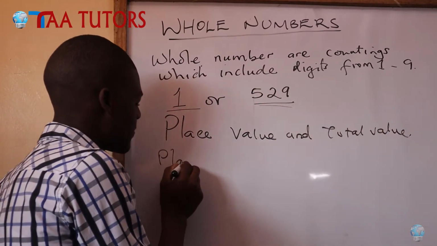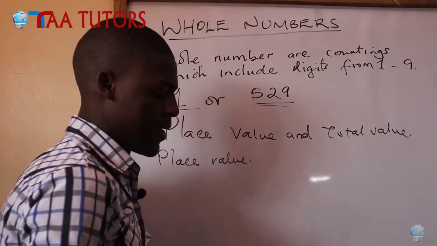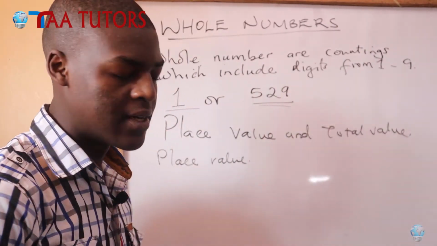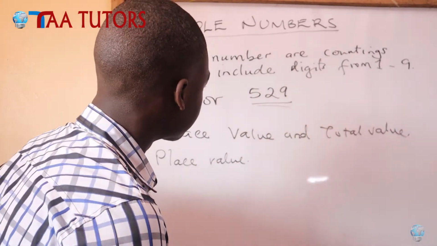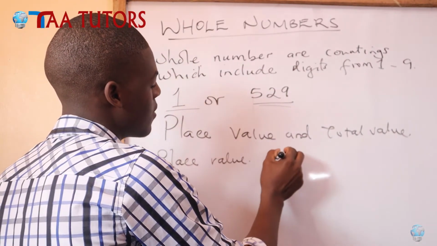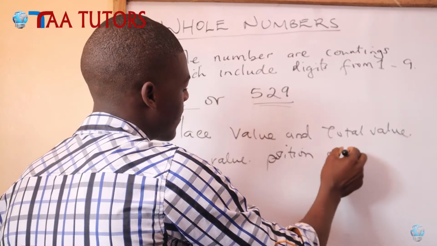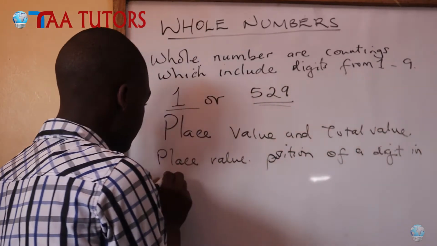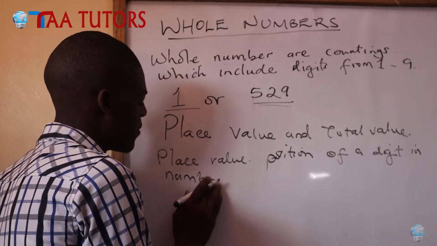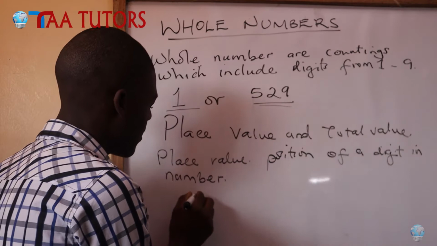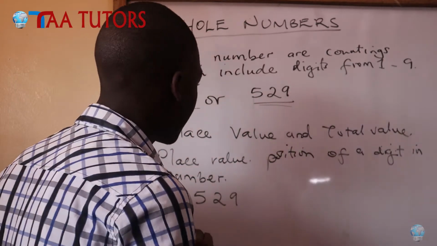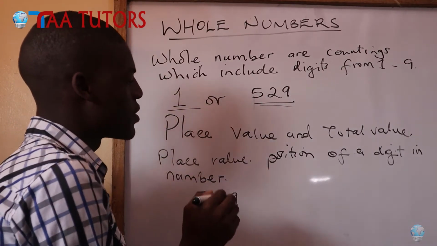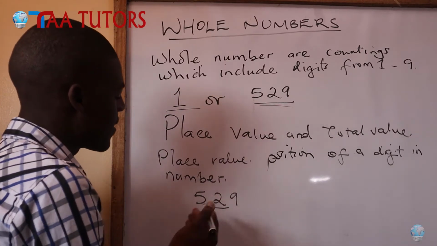We check on place value first. A question may be posed, or just in your thinking, you can ask yourself what a place value is. And we find that a place value is the position of a digit in a number. We talk of the position of a digit in a number. As I have given an example with 529, we can now ask ourselves, what is the place value of 2? We say that the place value now is the position of that digit in the number 529.